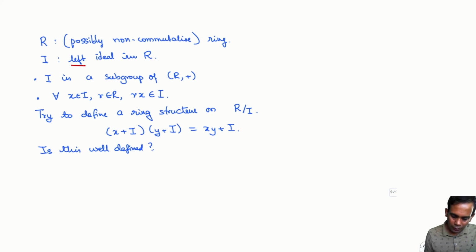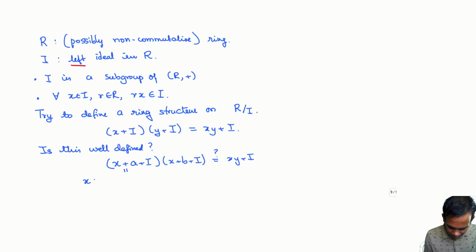So as before, we just look at x plus a plus I times y plus b plus I and try to see if this is equal to xy plus I. But as we saw, this is xy plus ay plus xb plus ab. Now we need to be very careful about left and right. By definition this is this plus I.